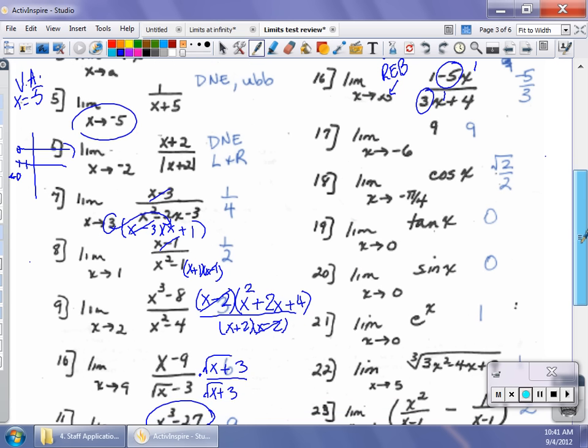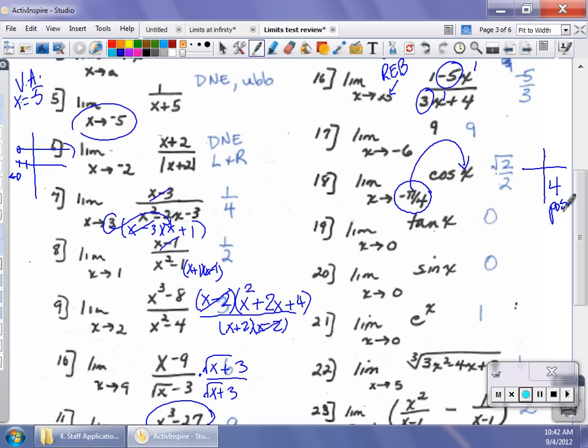Number 17, anytime we approach a constant function, we're going to always get that output. In this case, it's 9. Number 18, cosine is a continuous function, so I'm going to do direct substitution. The cosine of negative pi over 4. Remember, negative pi over 4 is in the fourth quadrant, and in the fourth quadrant, cosines are positive, and that refers to a 45-degree angle, and the cosine of that would be root 2 over 2.